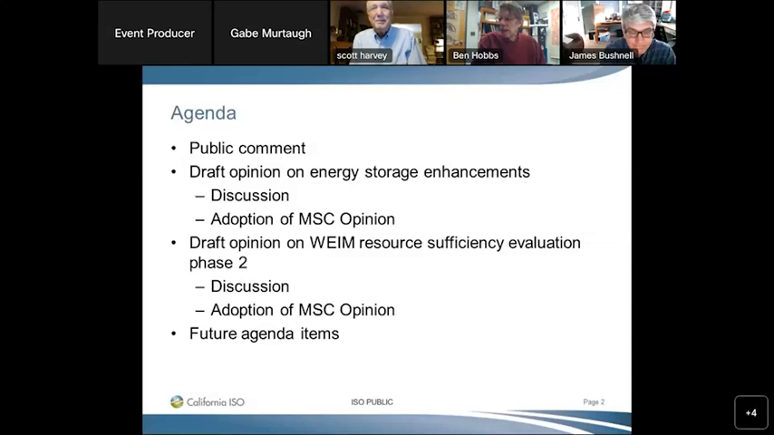Okay, if there's nothing else that anybody would like to say, it's been moved and seconded, and I would like to therefore have a vote as to whether the opinion on energy storage enhancement should be adopted. Jim? Yes. And Scott? Yes. And I vote yes, and so the opinion has been adopted unanimously.